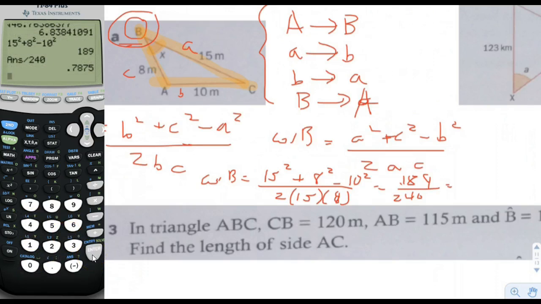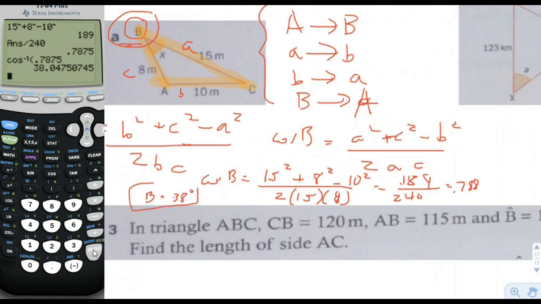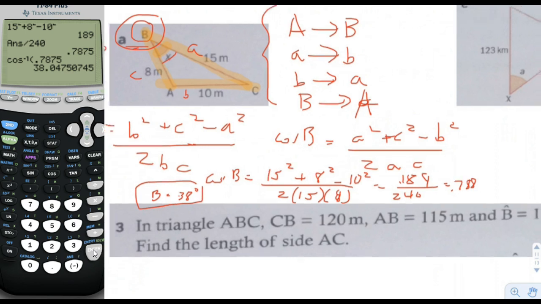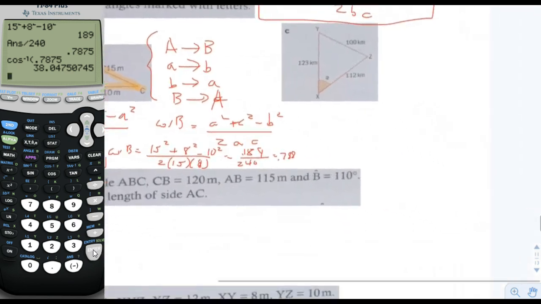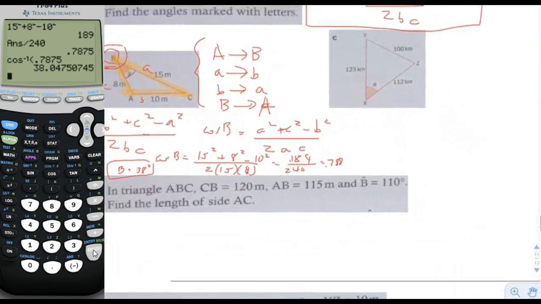0.7875. So the cosine of B would be 0.788. What would B equal? We just need to find the inverse cosine of that. 38 degrees. And that looks reasonable, right? 38 degrees for that angle. All right, moving on to the last easy one.